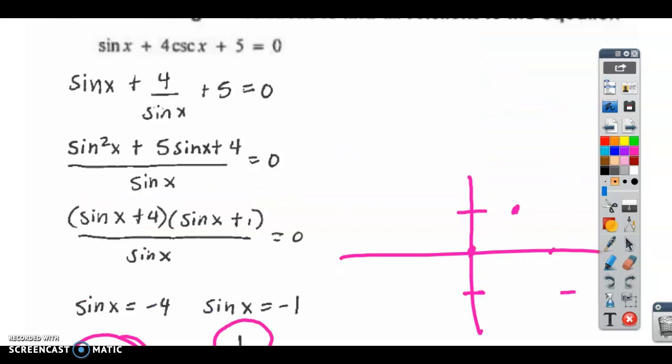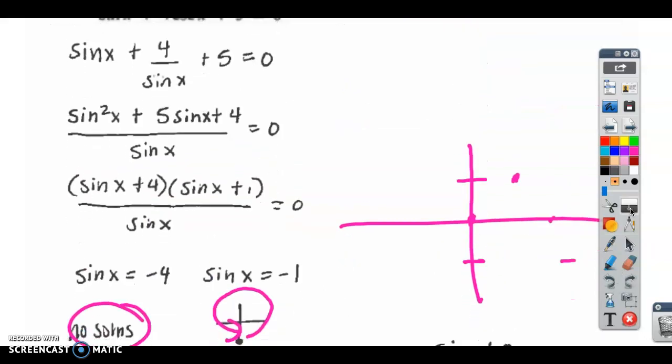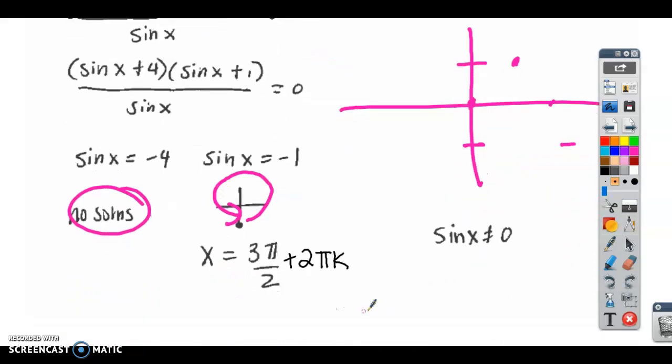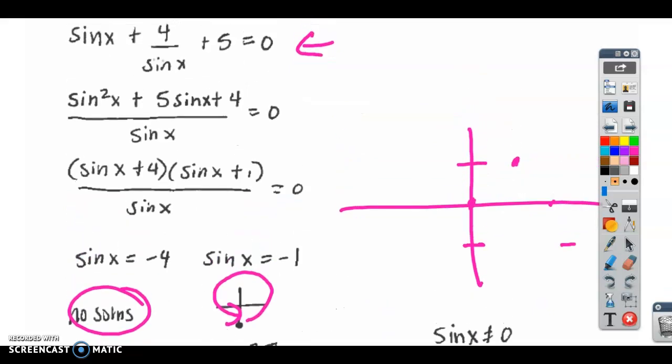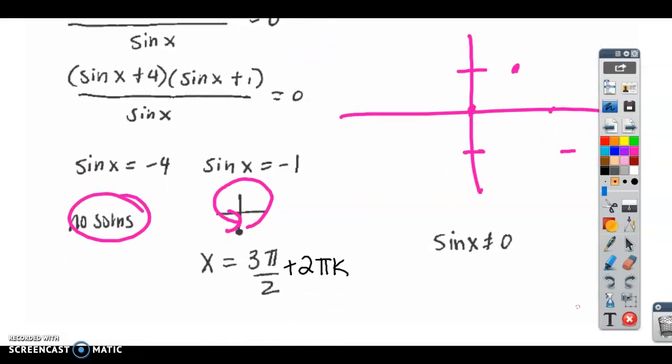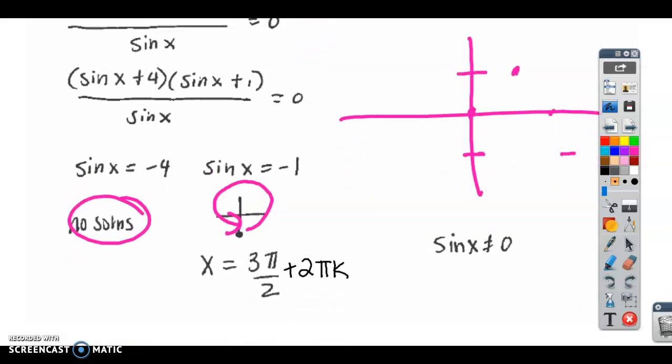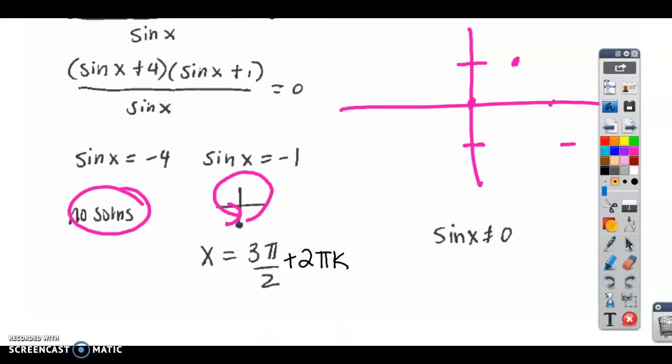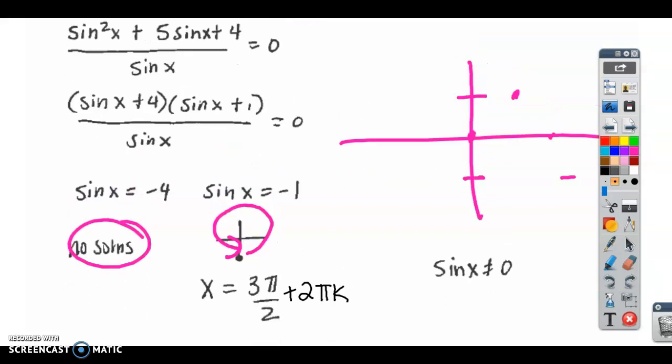And the last thing you want to do, and sometimes people do this first, right when you get to here, is just check if you've got fractions here, make sure your solutions aren't making your denominator 0. Because if you get a solution that makes your denominator 0, it's not going to work, right? It's going to be extraneous.